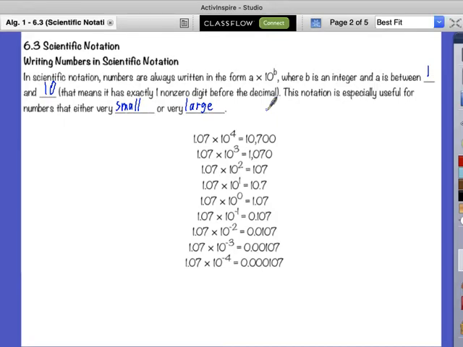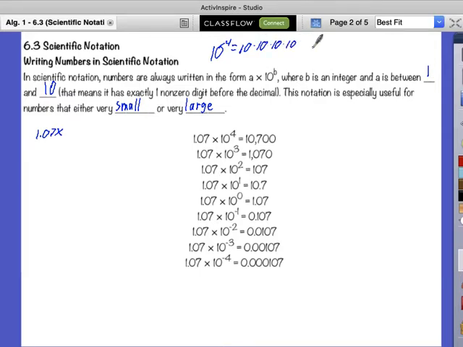What ends up happening here, guys, is we have 1.07 times 10 to the 4th. Well, we take the number 1.07, and 10 to the 4th means there's 4 10s being multiplied together. That's what we just learned exponents were. So 10 to the 4th is the same thing as 10 times 10 times 10 times 10.